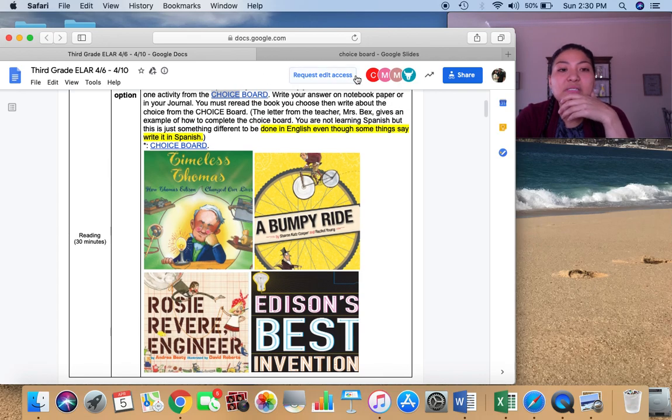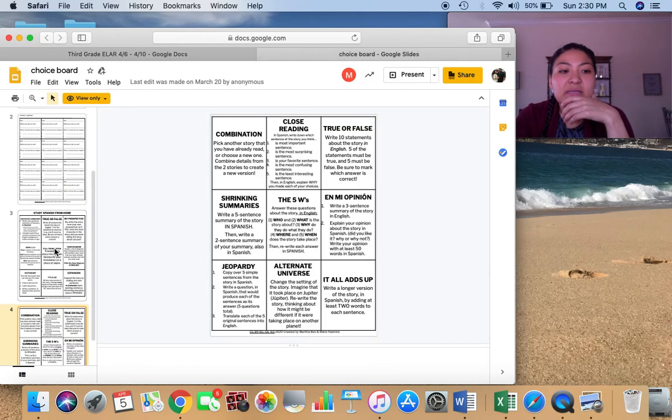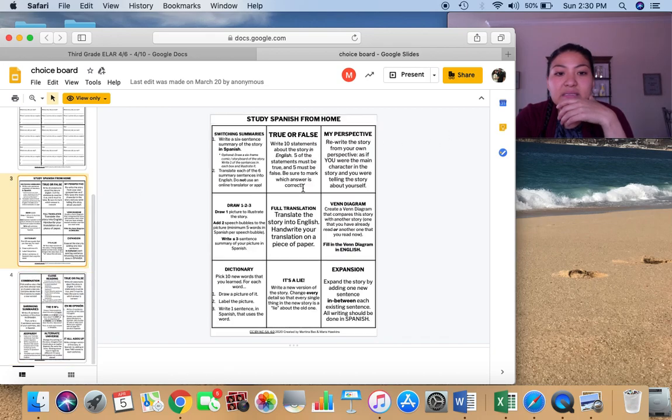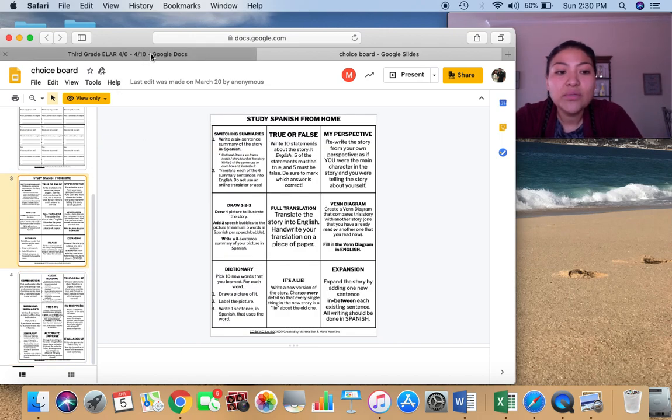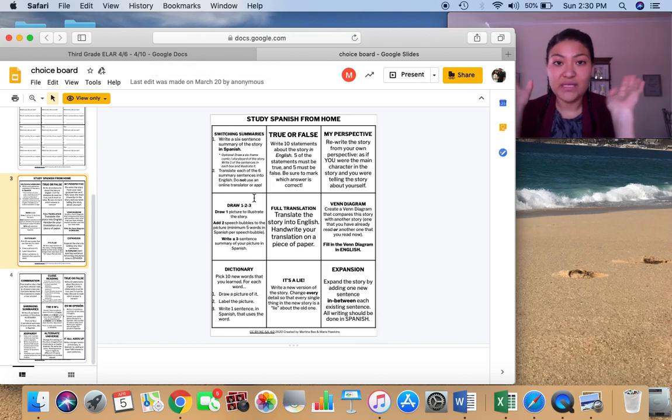The choice boards, guys, it's talking because it's meant to be for a bilingual class, but we can still do it in English. The activity can still be done in English. I don't expect y'all to write in Spanish. I promise I don't. Okay, so what we're going to do is there's six options and you can pick whichever activity that you want to do.